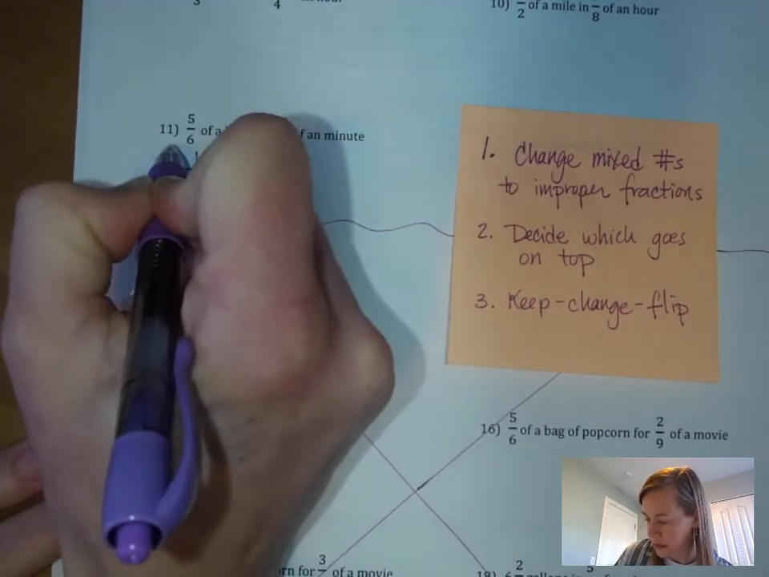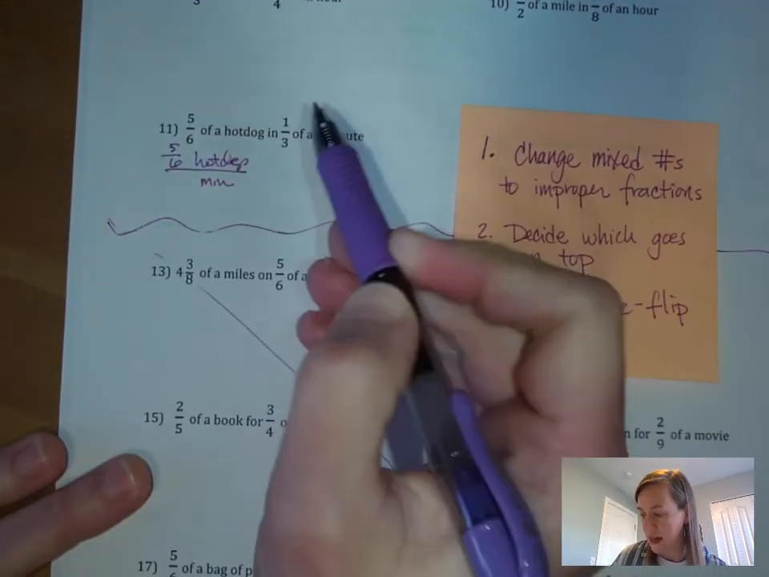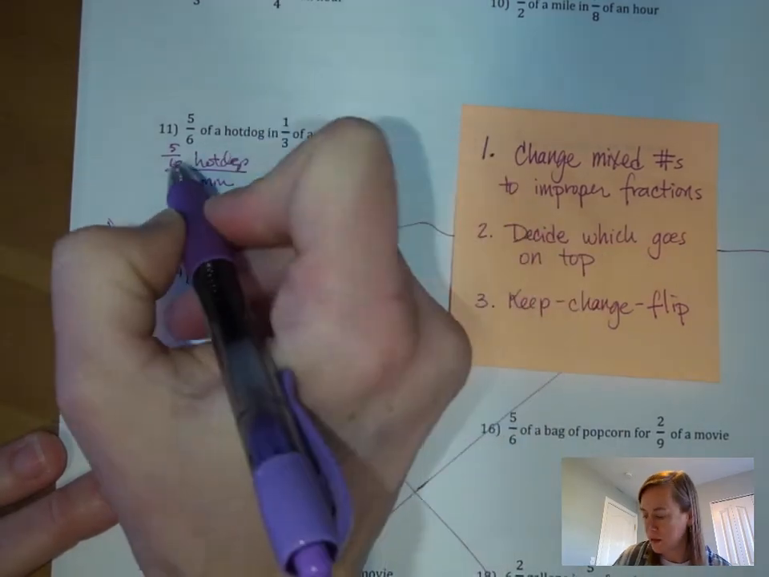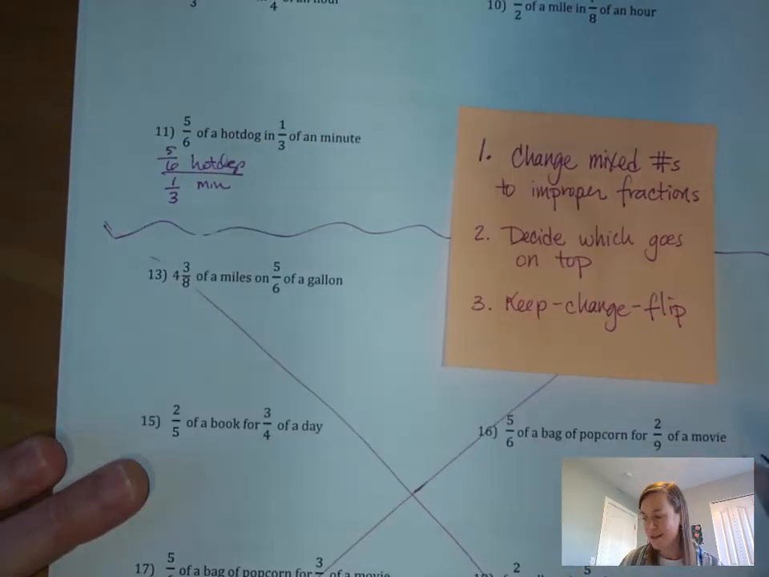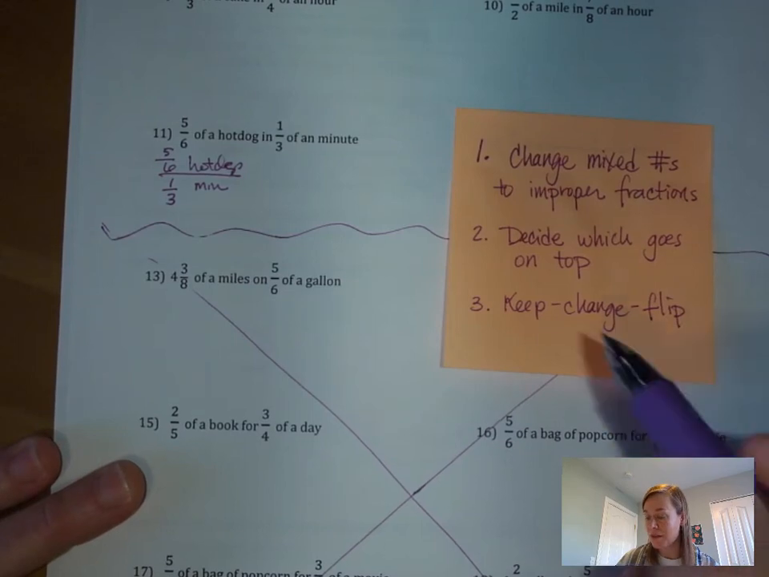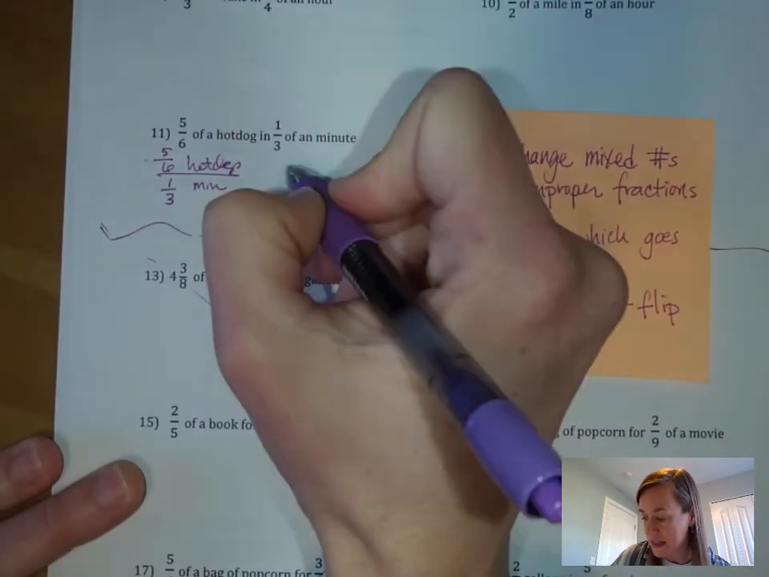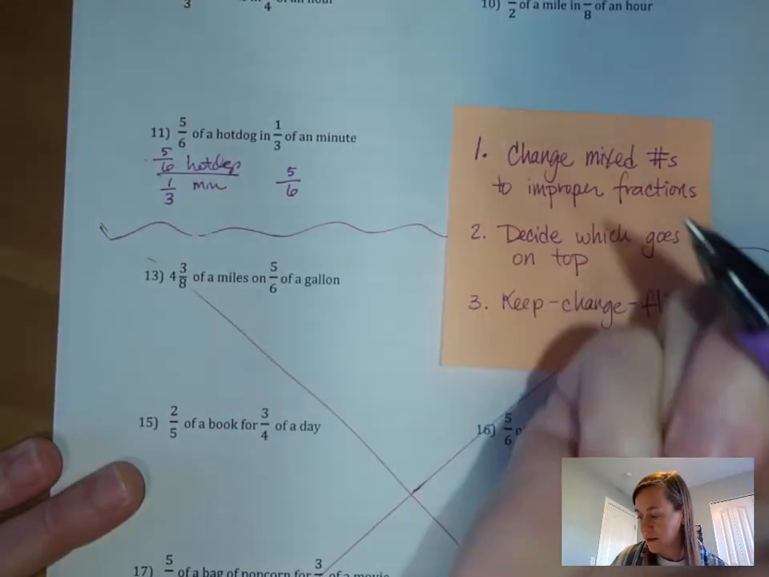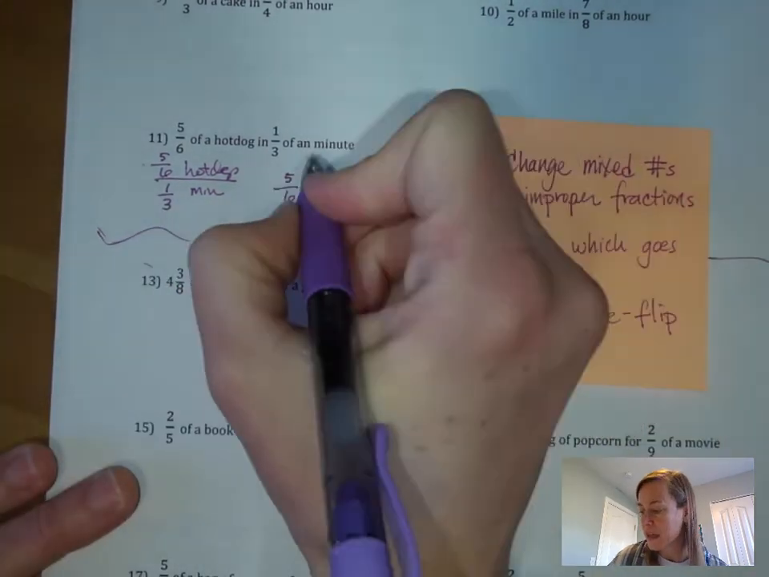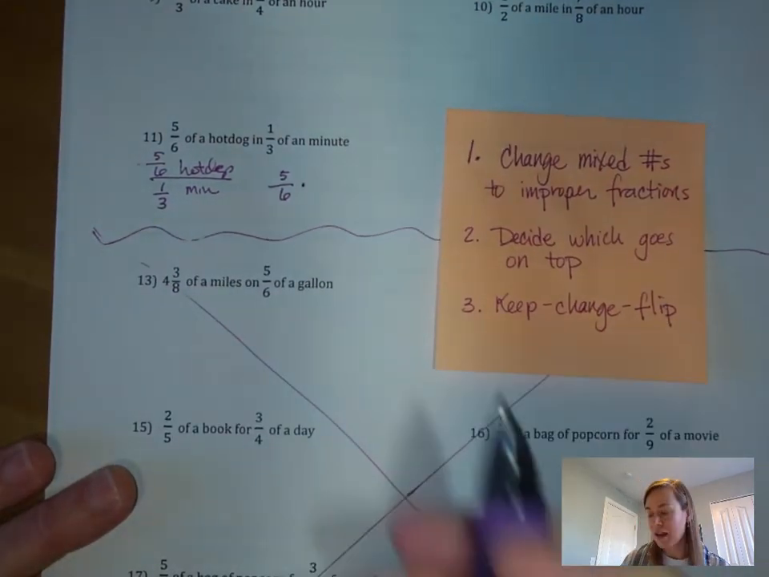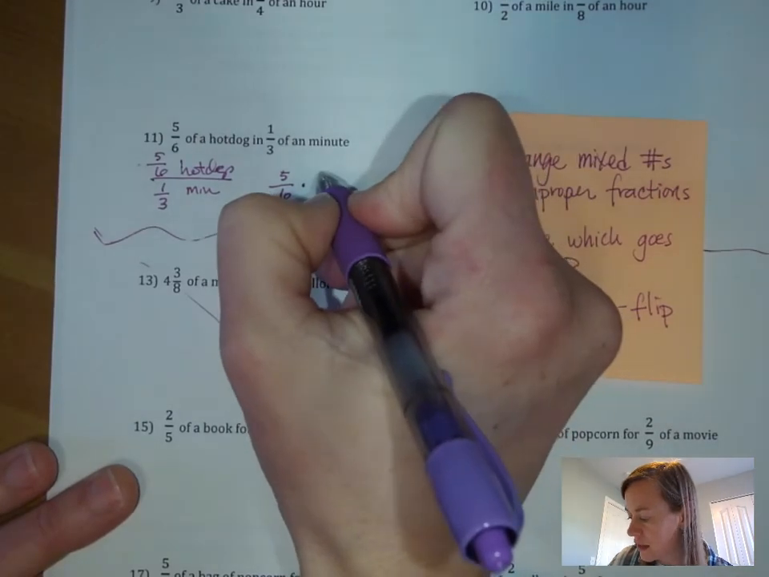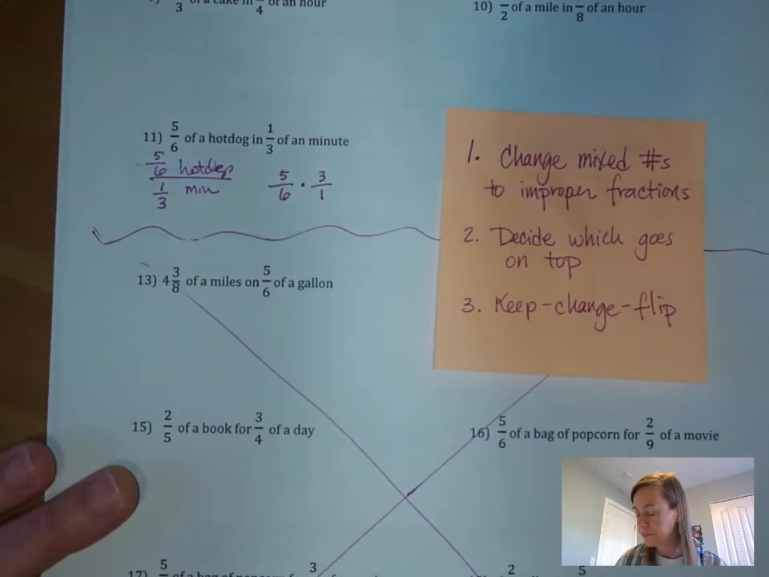So how many hot dogs was it? It was 5/6. And how many minutes was it? It was 1/3. Okay, last step. Let's keep, change, flip. We're going to keep the 5/6. We're going to change division to multiplication. Make a nice dot there. And we're going to flip the 1/3. It's going to become 3/1.